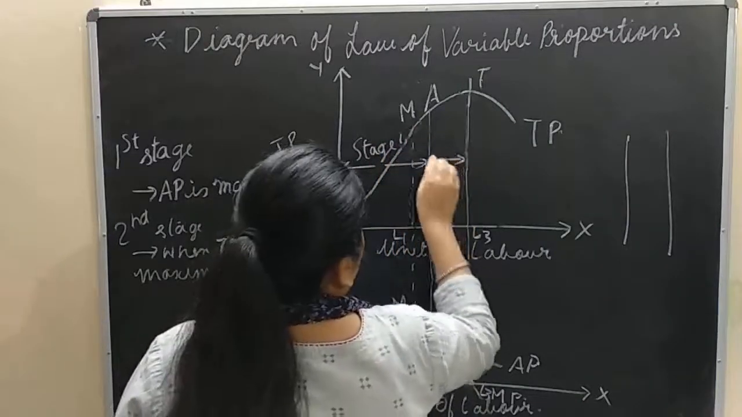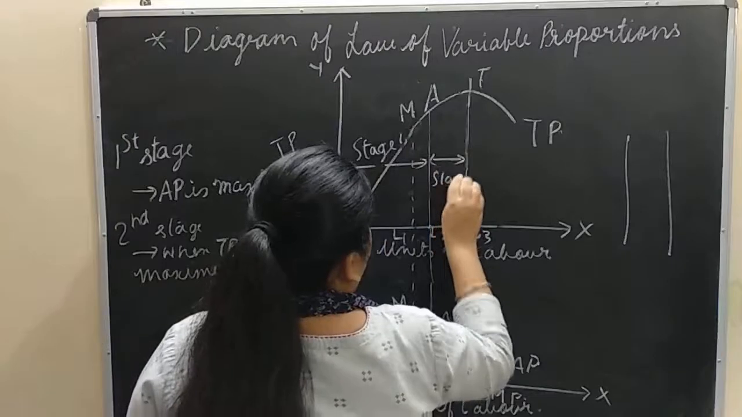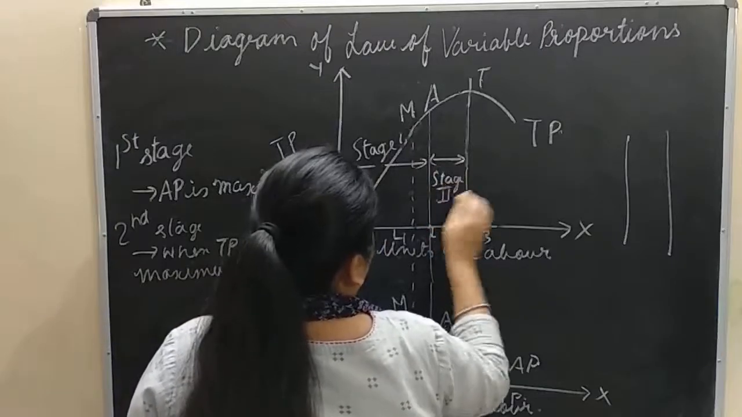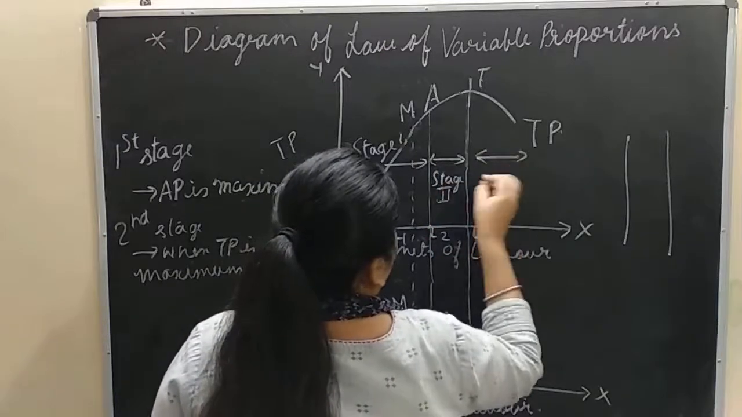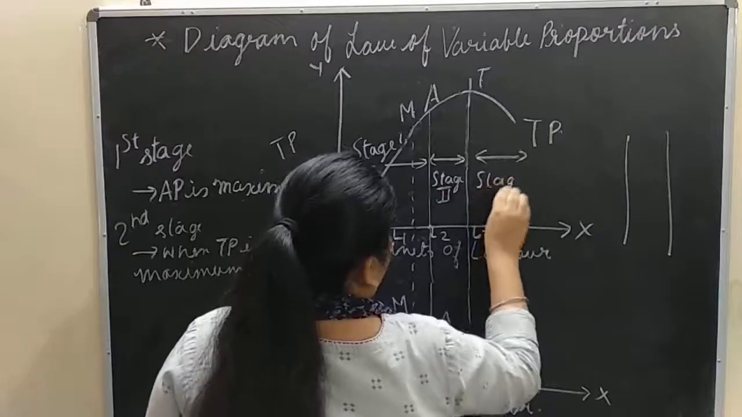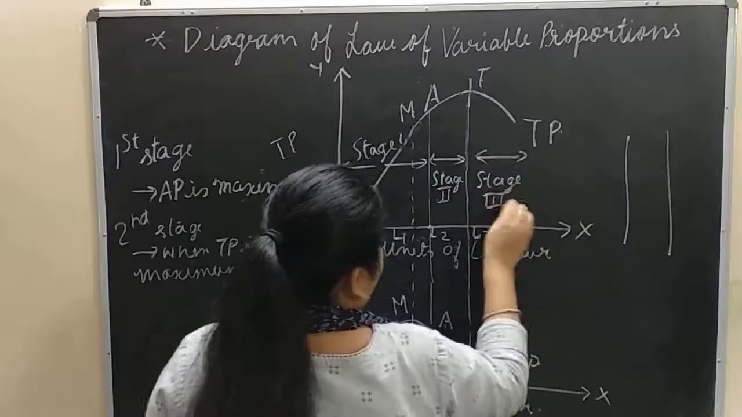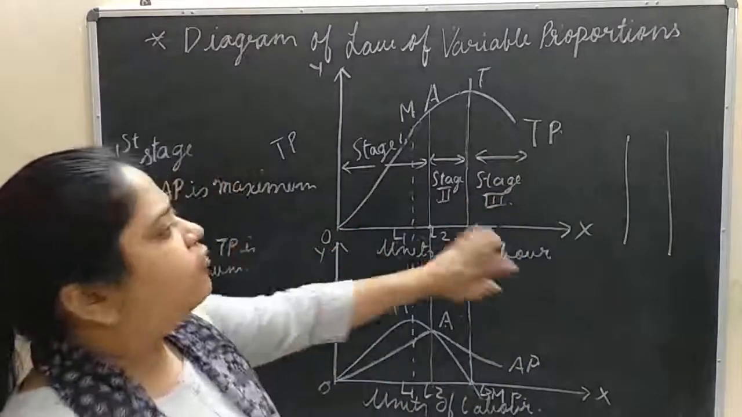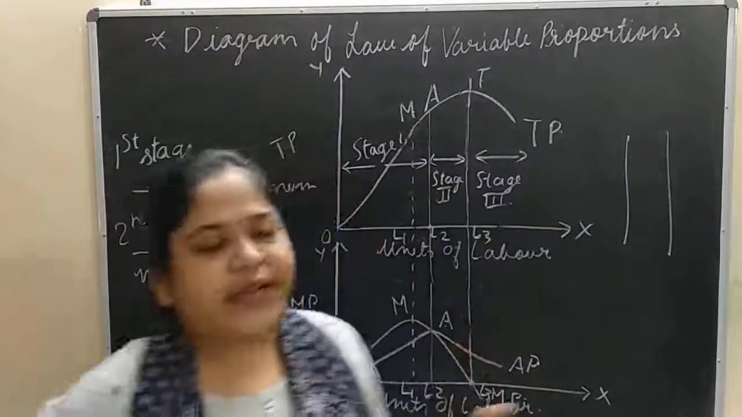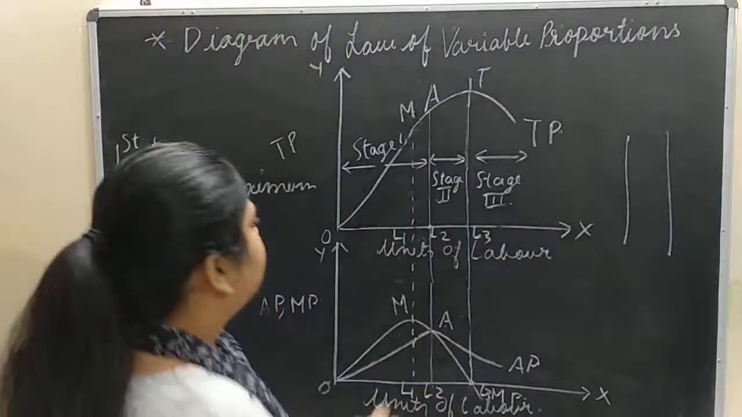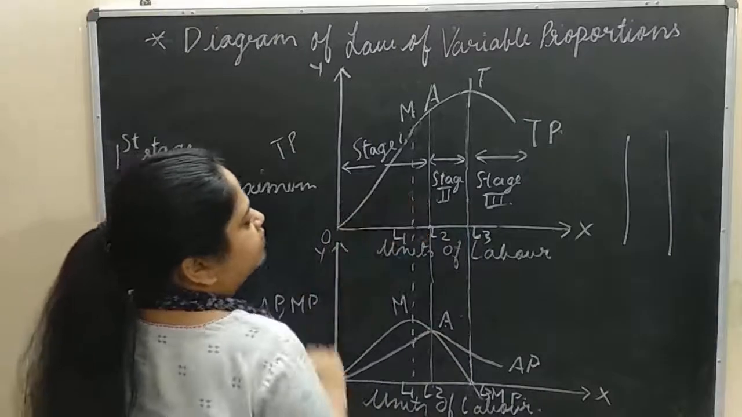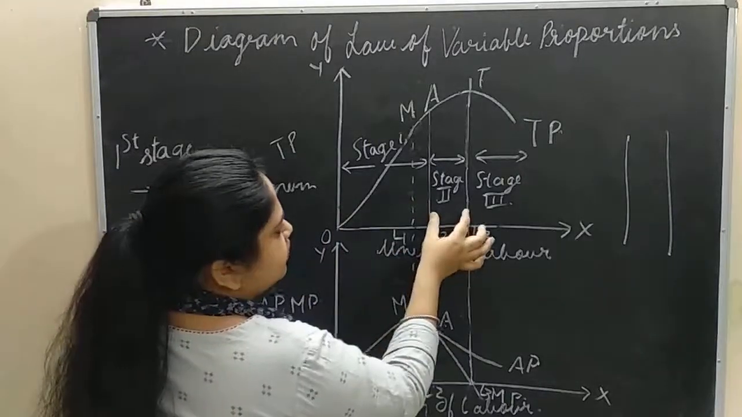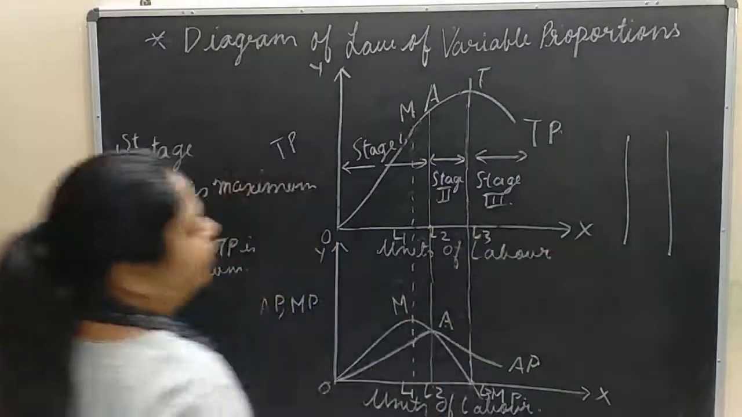This is the stage 2. And this here is the stage 3. Okay. So I said that don't follow the dotted lines, follow the straight lines. This to this becomes the stage 1. This is the stage 2. This is the stage 3.